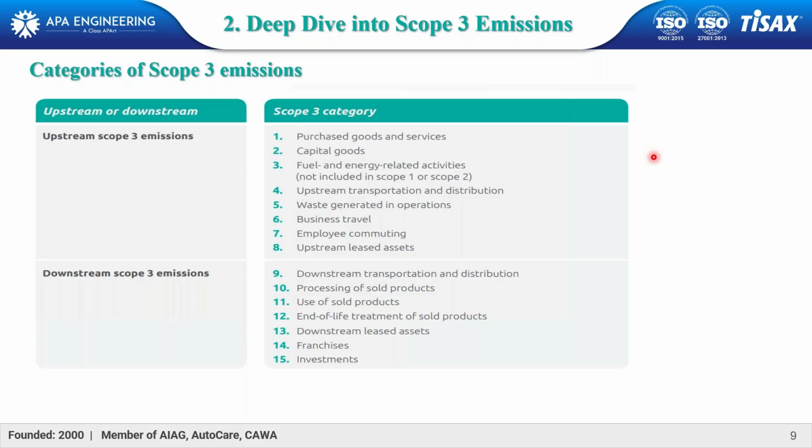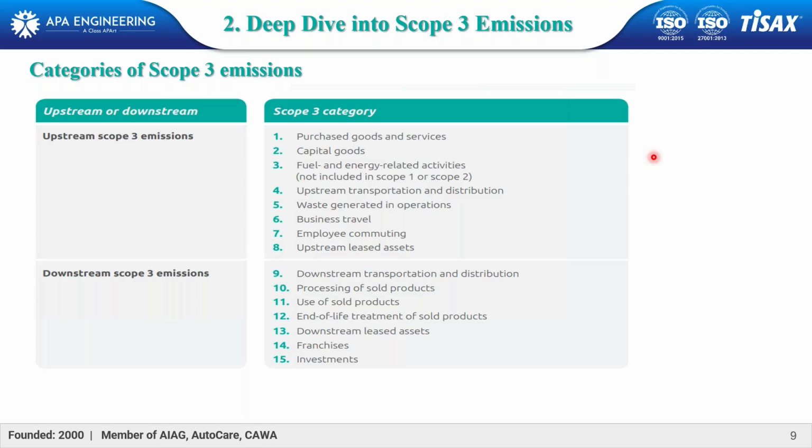Waste generated in operations. These are the emissions from disposing of the waste from our operations. Business travel. The emissions from employees traveling for business related activities. The flights or rental cars used for these business trips and the emissions related to that come under this category. And employee commuting. Emissions from employees commuting to work, driving their personal cars or using personal transit, will be covered in this employee commuting category.